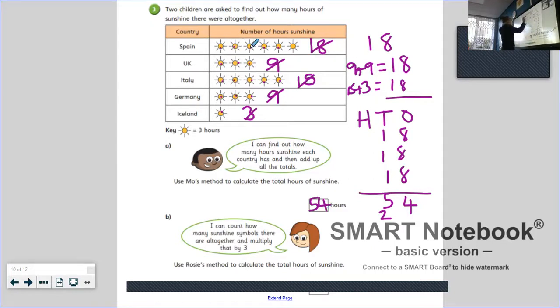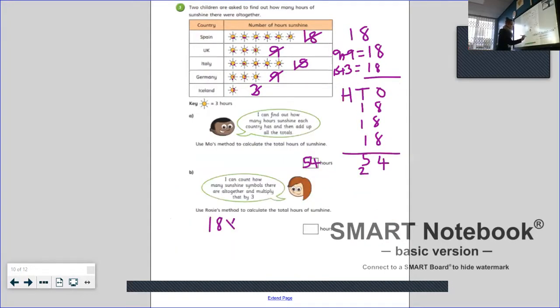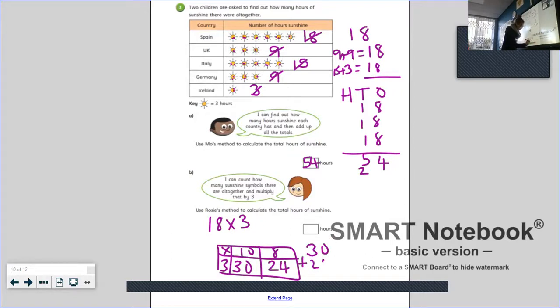So there's 1, 2, 3, 4, 5, 6, 7, 8, 9, 10, 11, 12, 13, 14, 15, 16, 17, 18 sunshines on my page, and I'm timesing that by 3. So I could use my grid method to do this. I'm going to do 10 and 8, split it in. We've done this before. 3 times 10 is 30. 3 times 8 is 24. Add them together. 30 and 24 equals 54.